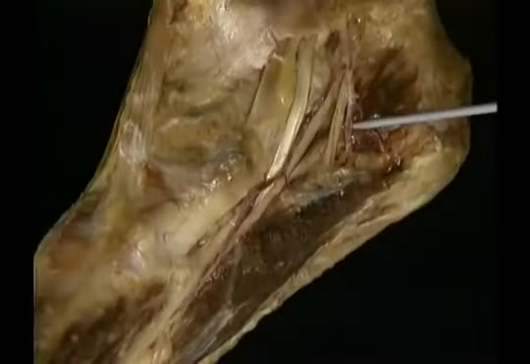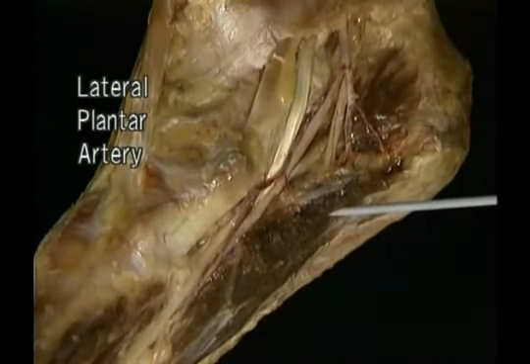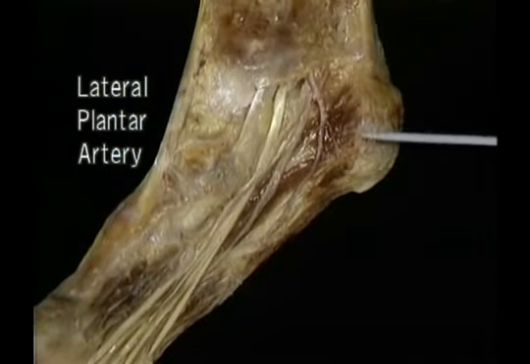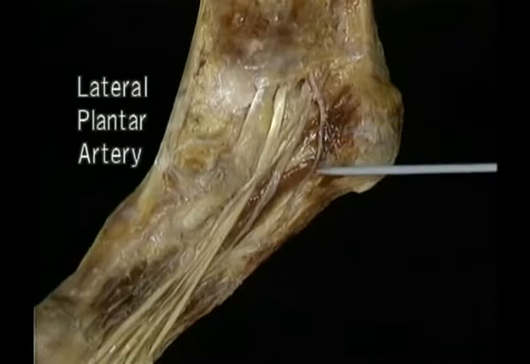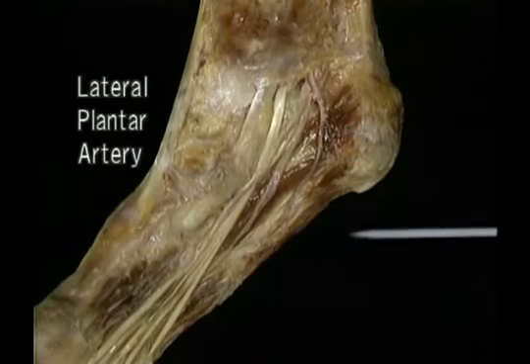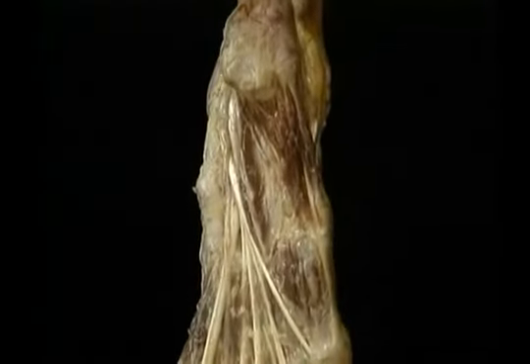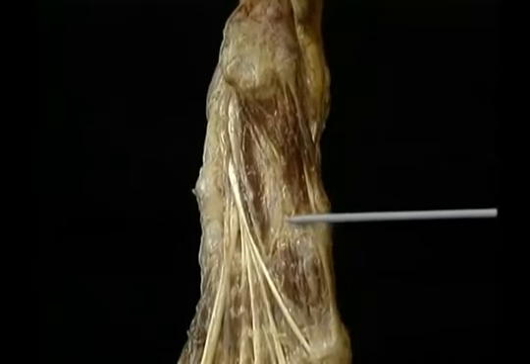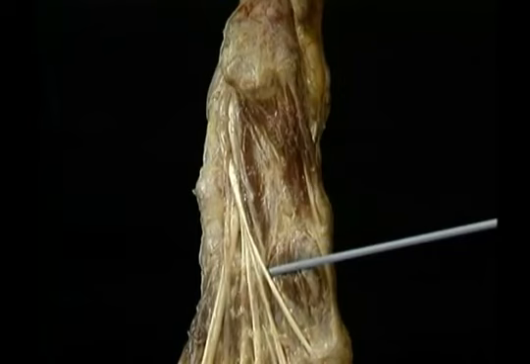Now we'll look at the lateral plantar artery. It passes deep to flexor digitorum brevis, which we'll remove. After giving off this calcaneal branch, the lateral plantar artery passes downwards and then laterally across flexor accessorius. When it reaches the base of the fifth metatarsal, which is here, it curves around and passes deep to flexor digitorum longus and the interosseous muscles to join up with the dorsalis pedis artery.